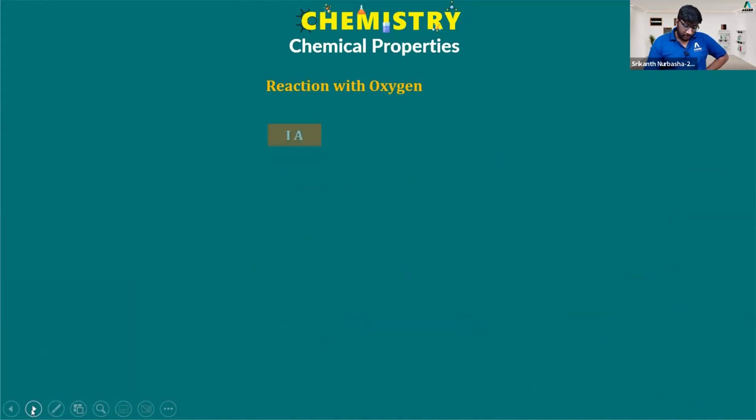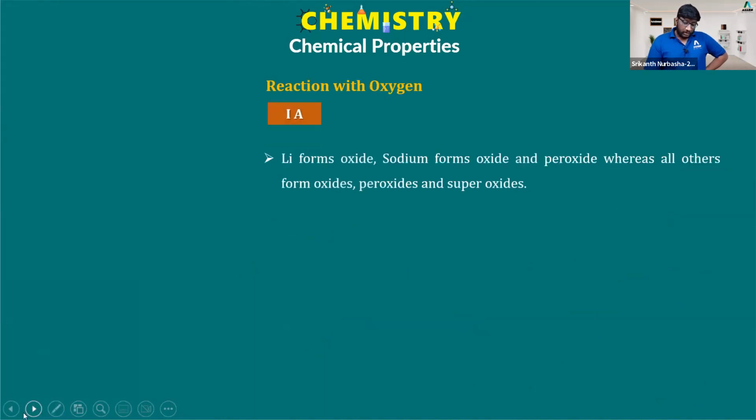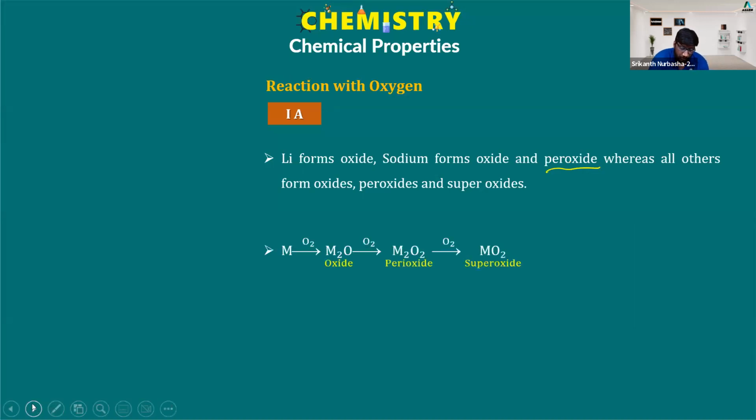Reaction with oxygen. In group 1 elements, lithium forms oxide, sodium forms oxide and peroxide. As I have told you, lithium forms only the normal oxide. Sodium forms the normal oxide and along with that peroxide can be formed, whereas all the others form oxides, peroxides and superoxides. Superoxides can be formed only by potassium, rubidium, cesium. Peroxide can be formed majorly from sodium. Lithium forms only the normal oxide.